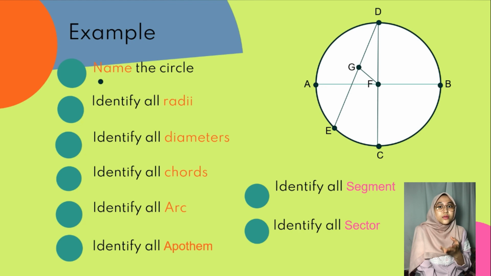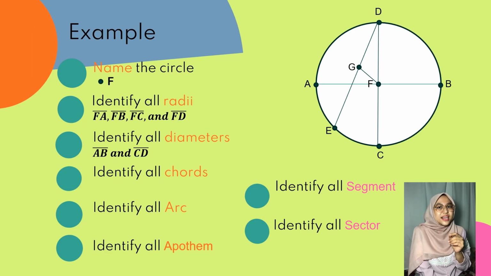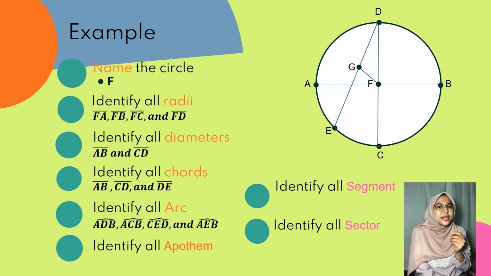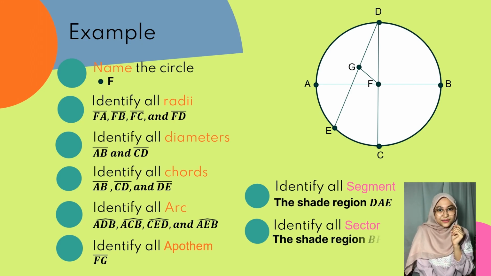For example, we will identify some parts of the circle. First, the name of the circle is circle F. All the radii are FA, FB, FC, and FD. All the diameters are AB and CD. All the chords are AB, CD, and AD. All arches are ABD, ACD, CED, and AB. And the only apothem is FG. Don't forget the segment is the shaded region DAE, and the last is sector. So the sector is the shaded region BFC.